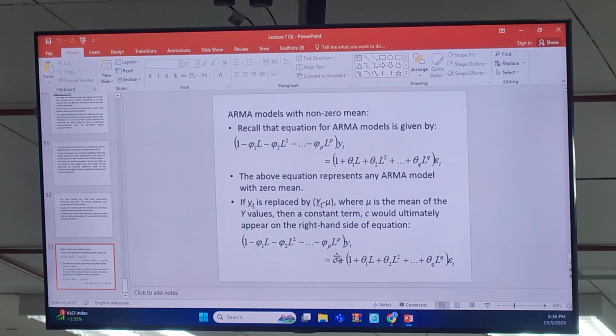So normally how to decide this one? Basically you inspect the graph to see. First you have to make sure the series is stationary. Okay, that's the first step. Make sure the series is stationary first, and then you inspect the graph to see whether the mean of the series is zero or non-zero. If non-zero, then you need to use this one, meaning that you have a constant in the model. Otherwise, just zero.